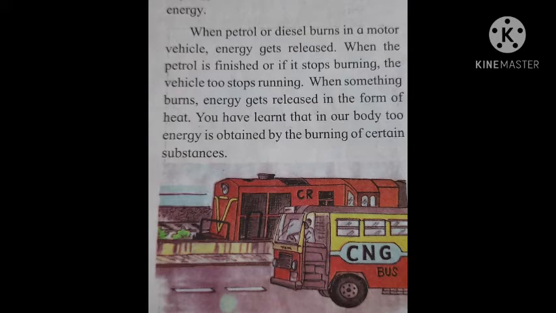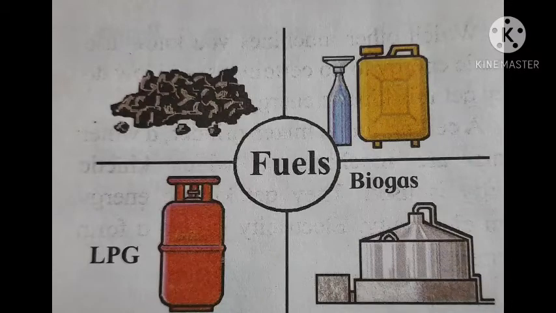Let's see fuel. Students, this is our topic, fuel. You can see the picture clearly. Here many machines can be run using fuel. Coal, diesel, CNG, LPG. What is the full form of CNG, students? Compressed natural gas. And LPG, liquefied petroleum gas. Petrol are all substances from which energy is obtained in the form of heat.